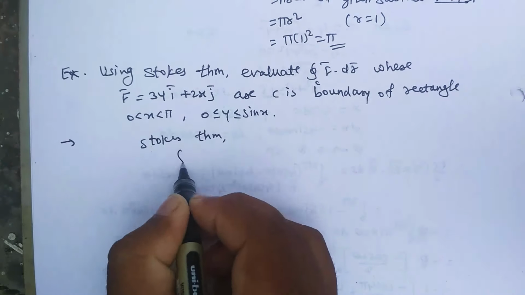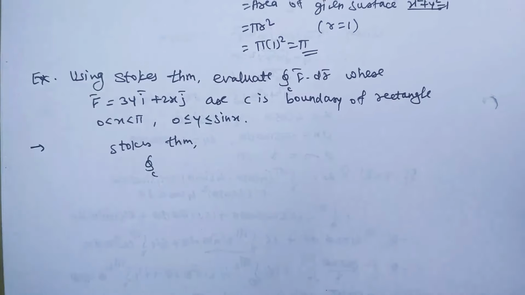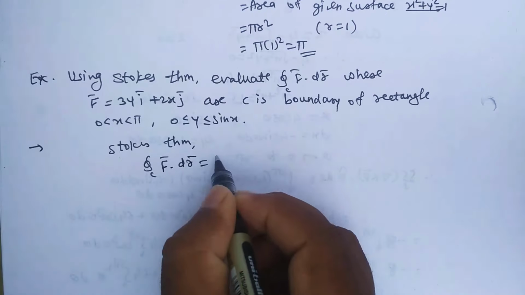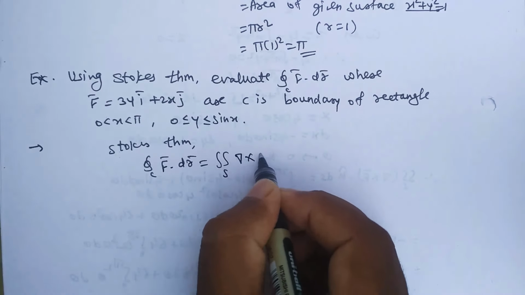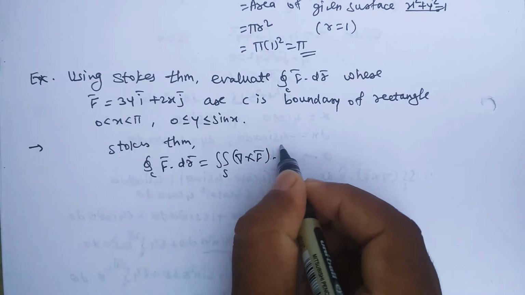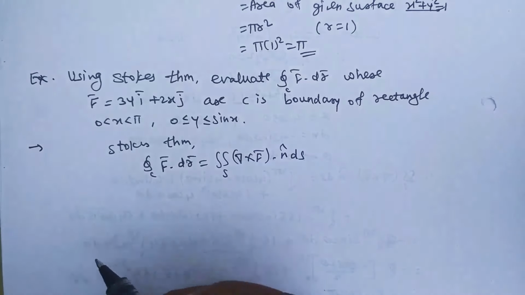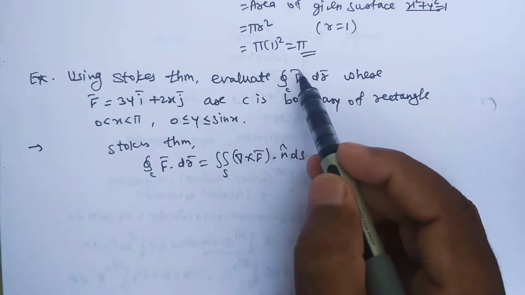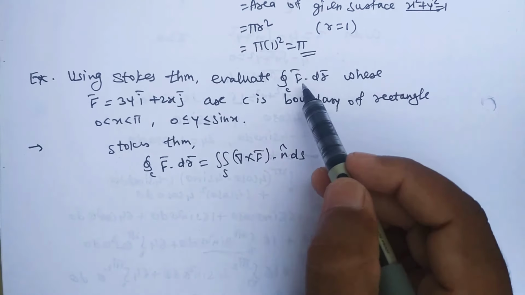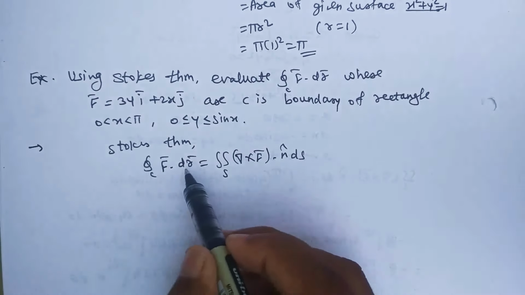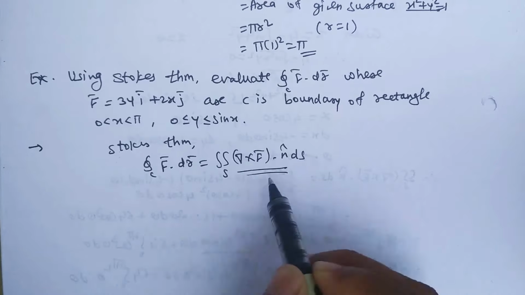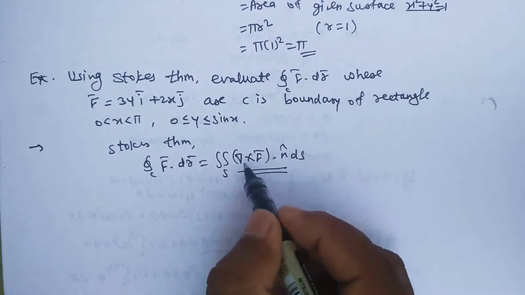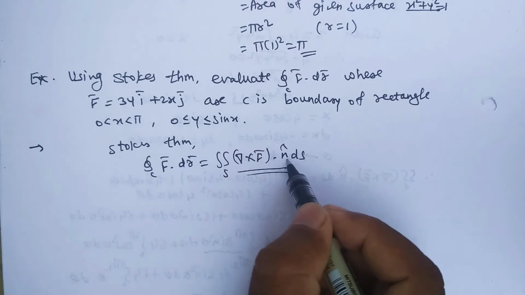closed integral over C of F bar dot dr bar is equal to double integration over S of del cross F bar dot n cap dS. Now in this example we have to evaluate, using Stokes theorem, the closed integral over C of F bar dot dr bar, that is a line integral. But by using Stokes theorem we are going to evaluate this RHS. So for that we have to first evaluate del cross F bar dot n cap.